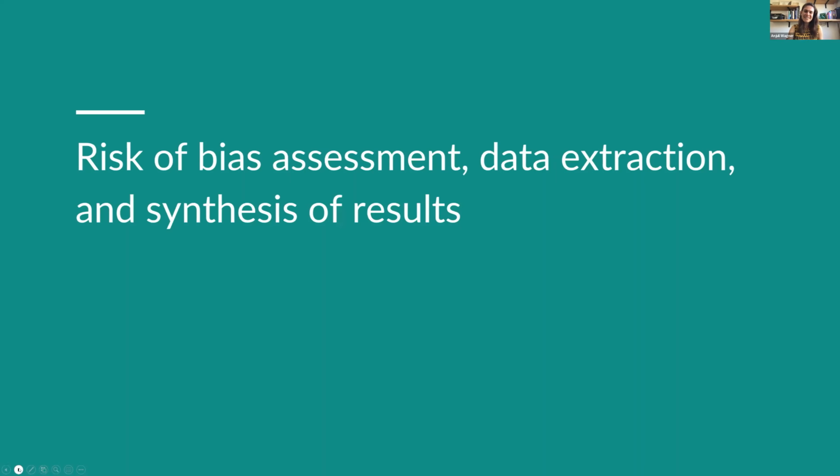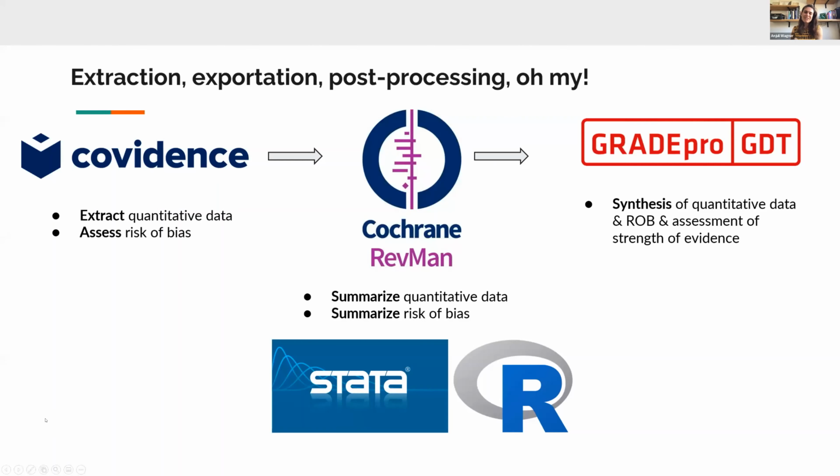Next slide, please. So I'll show you tools that we used for extraction, exportation, and post-processing. Covidence is very useful for extracting quantitative data. I'm curious to hear about Mira's experience with the qualitative data. You also are guided through the process of assessing risk of bias. I'll talk more about that in a moment. In our review, we then moved from Covidence into RevMan, which is a tool made by the Cochrane Review Group.